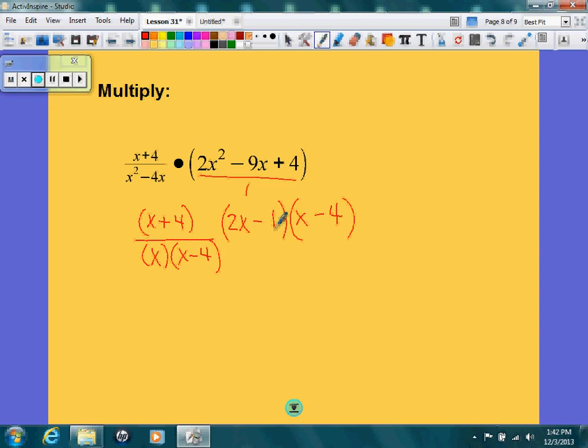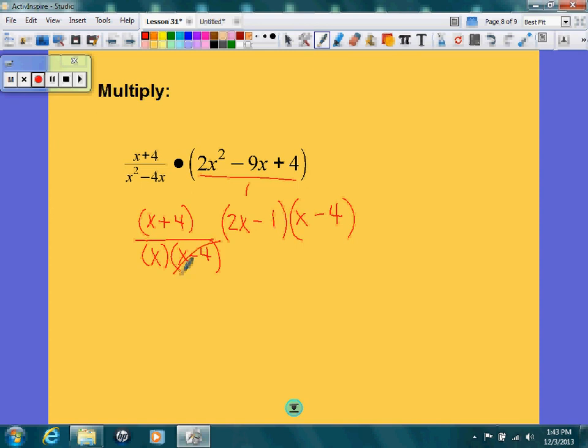Let's test it out. How do we do it? FOIL. 2x times x is 2x squared. Outer, 2x times minus 4 is minus 8x. Can you keep up with that? Minus 8x. And then minus 1 times x is minus x. I already got minus 8x, now I got minus 1 more x, so how many minus x's do I have now? Minus 9x. Look at that. Minus 1 times minus 4 is plus 4.